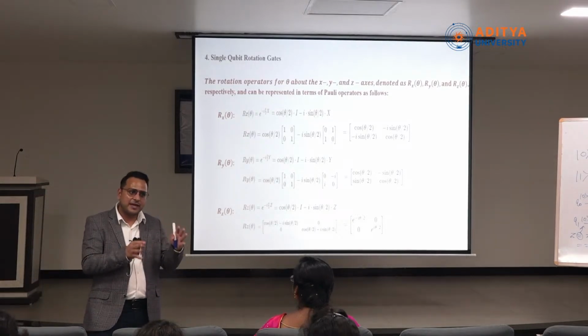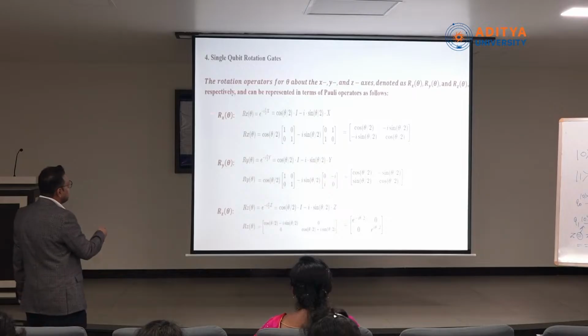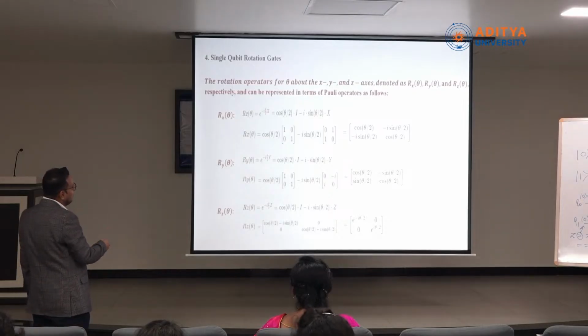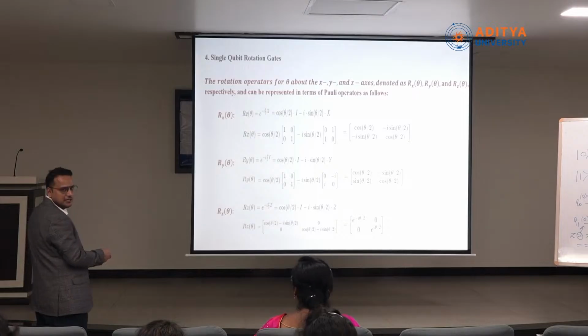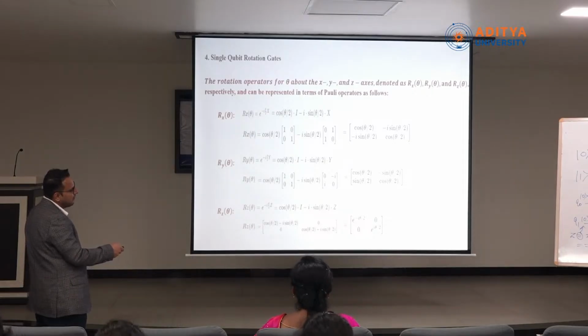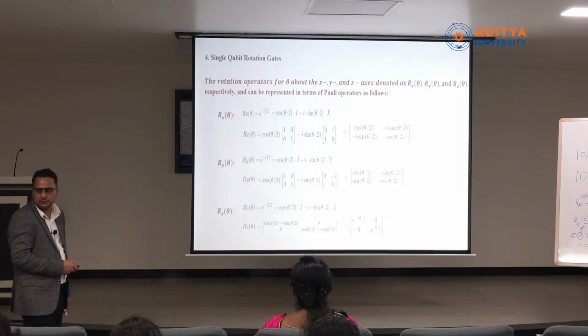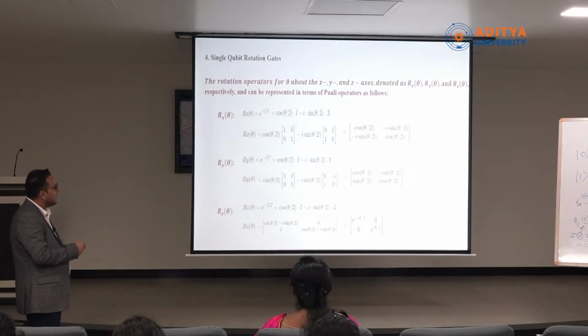The same for x, y and z. If x, then x is involved; if y, then y is involved; if z, then z is involved. Their corresponding matrix operations become like this: cos theta by 2 on the diagonals, and minus i sin theta by 2 on the off-diagonals. This is as per the evolution of these gates.